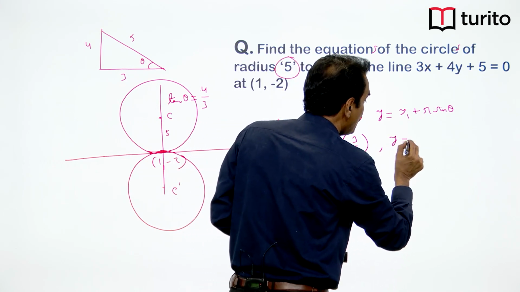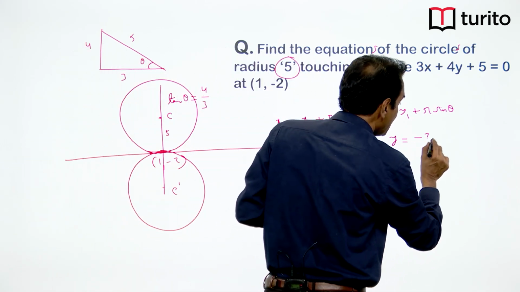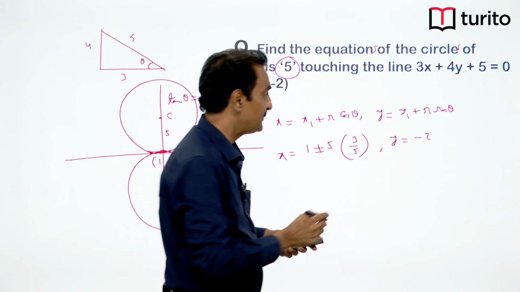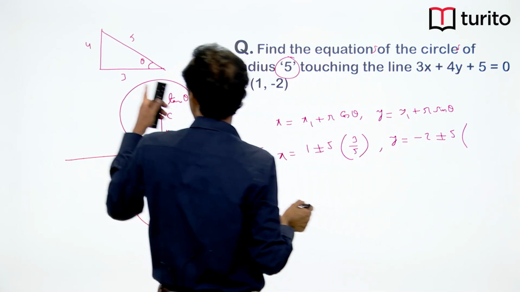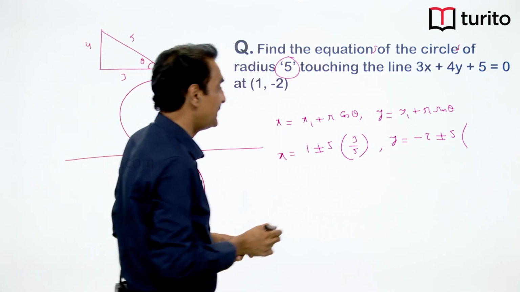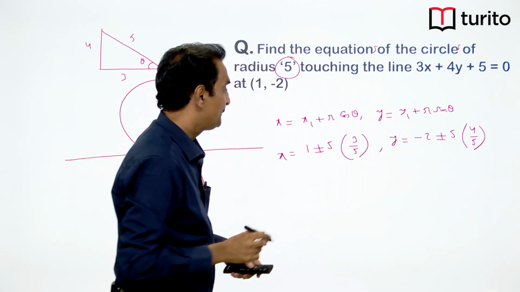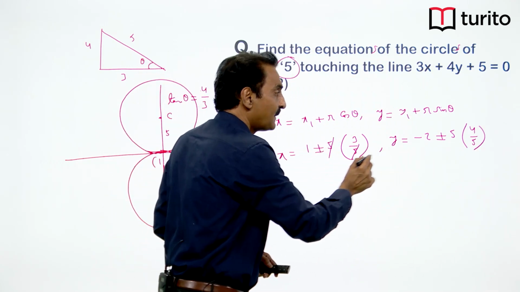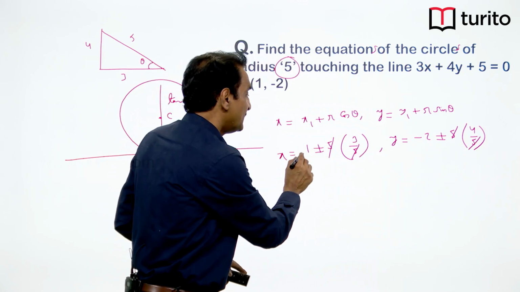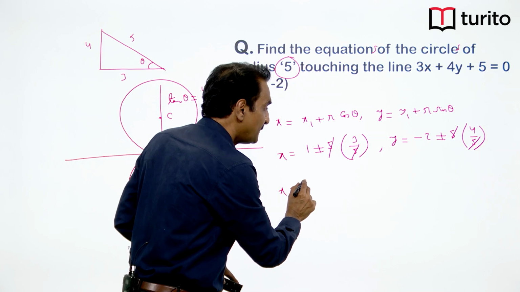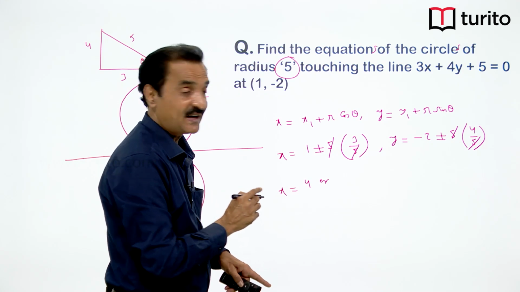And y is equal to y1, y1 is minus 2. Minus 2, again r is plus or minus 5 into sin theta, opposite side by hypotenuse, 4 by 5. Then cancel 5. If you take plus sign, you will get x coordinate as 4, or taking minus sign, minus 2.